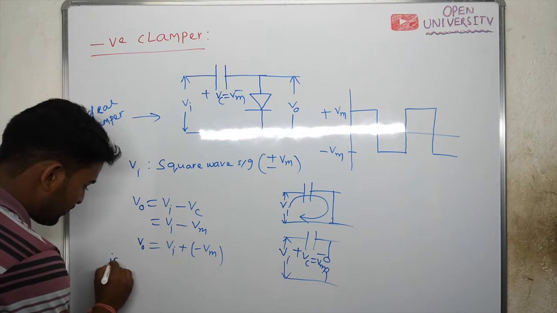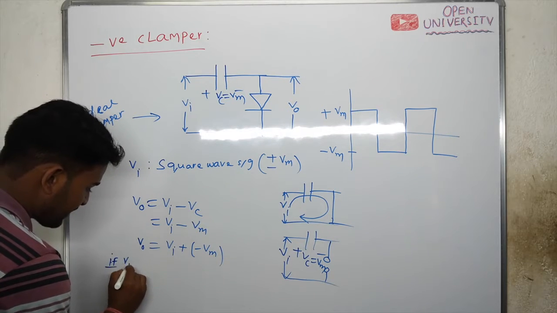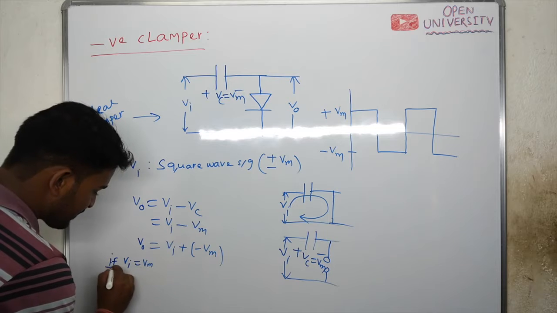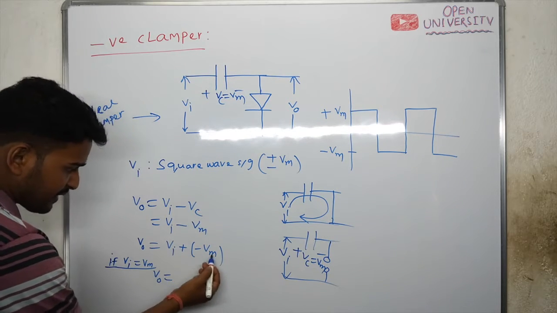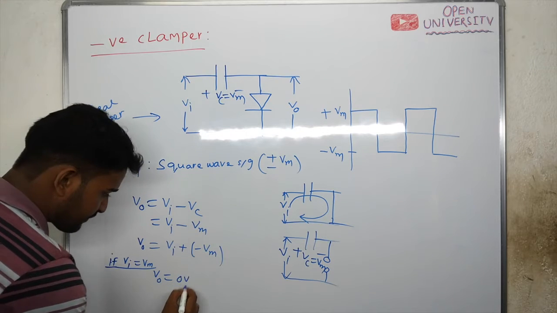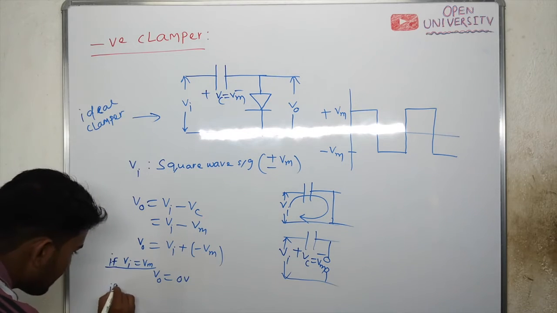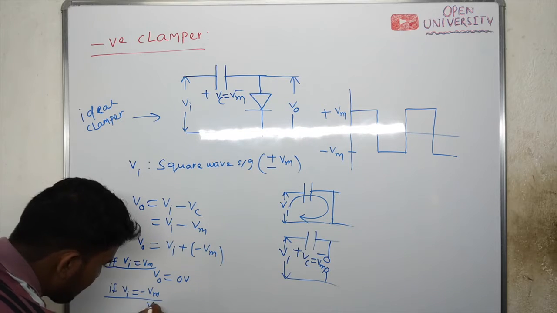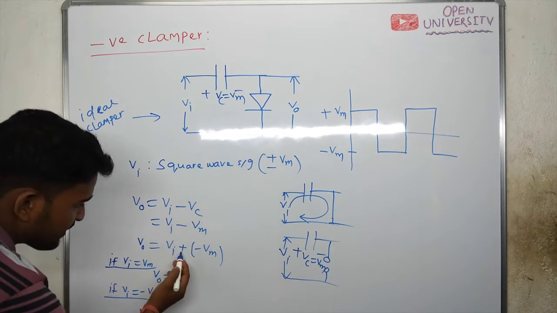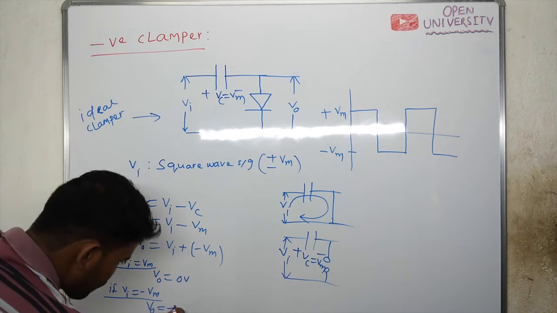Now, if Vi becomes Vm, then what is your output voltage V0? If Vi is Vm, then Vm minus Vm is 0 volt. And if Vi is minus Vm, then what is the output voltage? V0 equals minus Vm minus Vm, that is minus 2Vm.